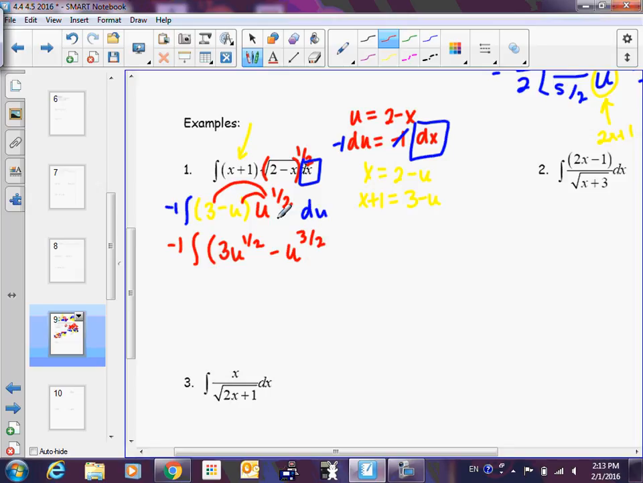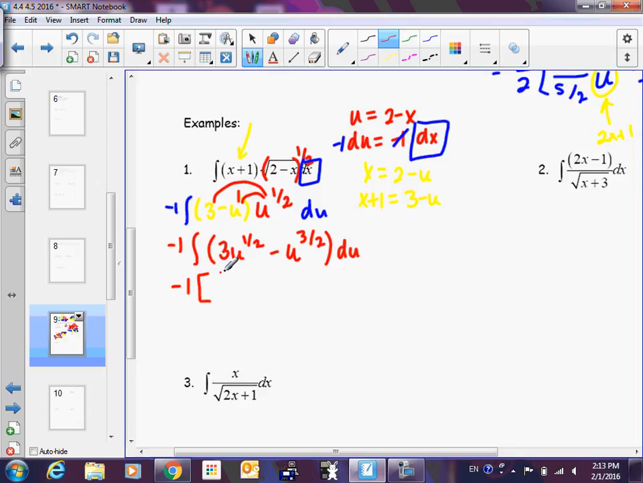Yeah, 3/2. Because this is like u to the 1 times u to the 1/2. So I'm still writing the integration in the du because I haven't actually anti-derived or integrated yet. I've just rewritten it. Once you're ready to integrate, don't write the integration symbol anymore. Write a bracket or parenthesis or something other than the integration symbol. And now we need to anti-derive.